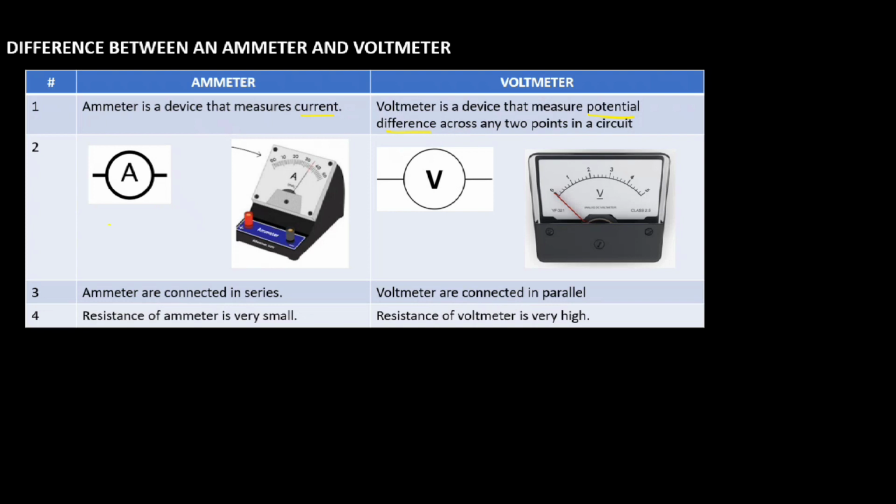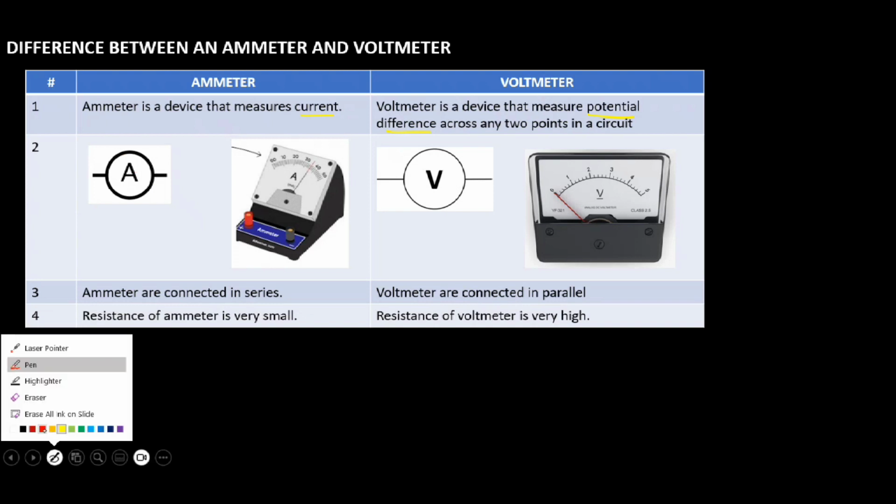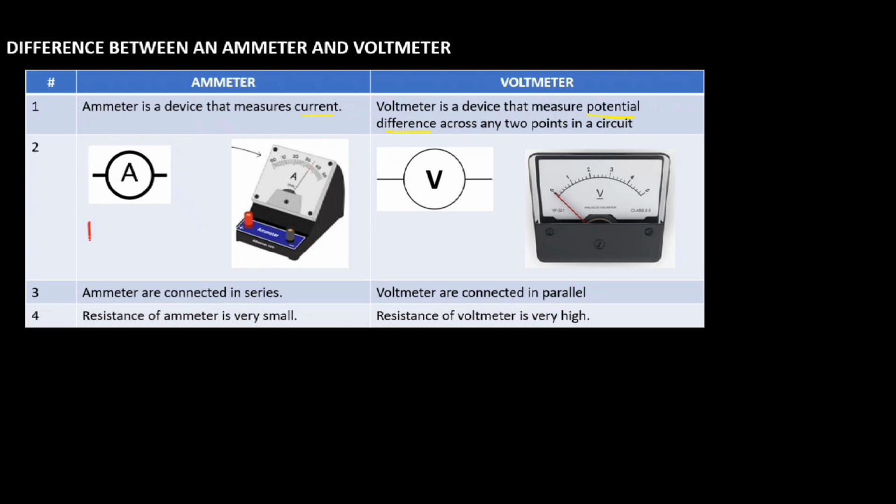An ammeter is generally denoted by a circle with capital A written inside it whenever you have to show it in a circuit. So if I were to draw a circuit with an ammeter, I would draw a battery, a resistor, and the ammeter you can show as a circle with an A in it.